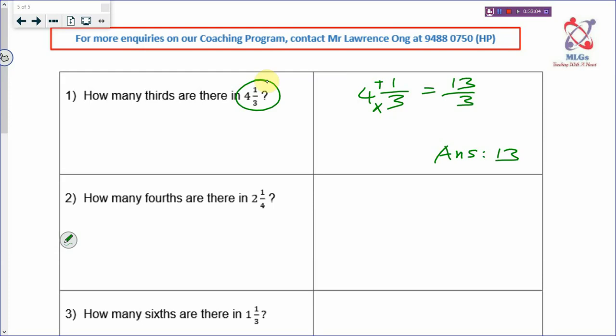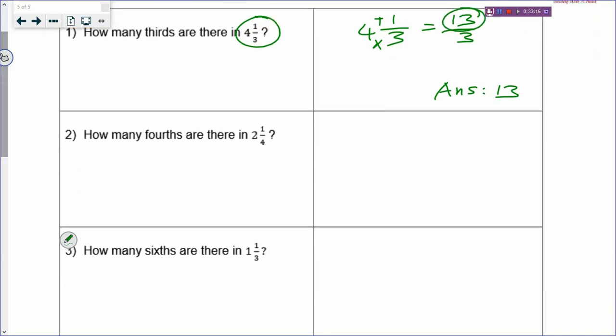So you just have to make your denominator to be a third. Once your denominator is a third, then your answer is the numerator. Alright, how many fourths are there in 2 and 1/4? Same thing. Can I change the mixed number into improper? 2 times 4 is 8. 8 plus 1 is 9 over 4. So how do you call this fraction? 9/4. So once your fraction has fourths, can you see the fourth? How many fourths?